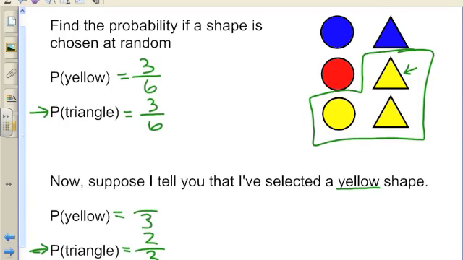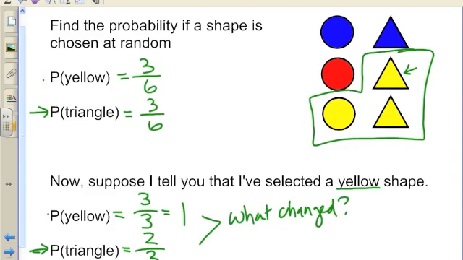Okay, what's the probability it's yellow? Well, I told you it's yellow. So there are 3 yellow shapes out of 3 yellow shapes. That's 1. Okay, I told you it's yellow. What's the chance it's yellow? It has to be, because I told you it's yellow. Okay, 100% certain. Wow, probability of yellow was 3/6, and now it's 1.